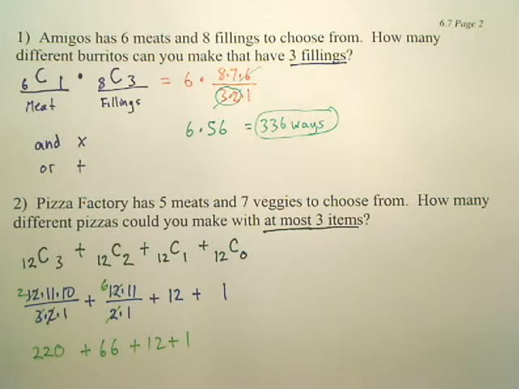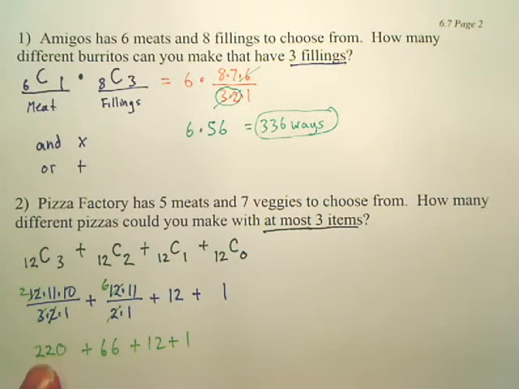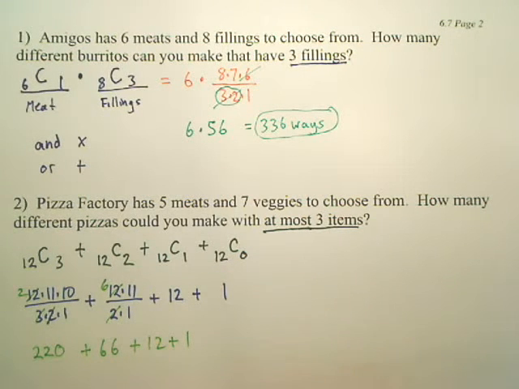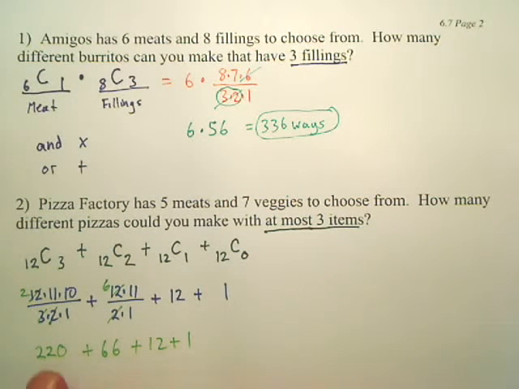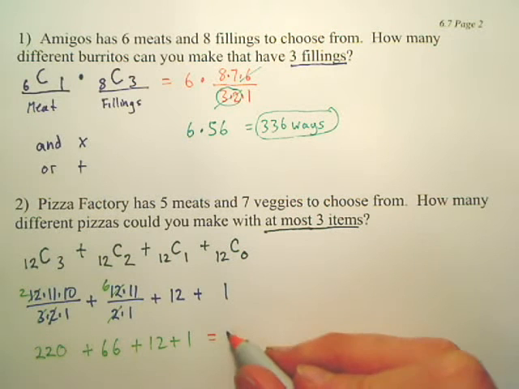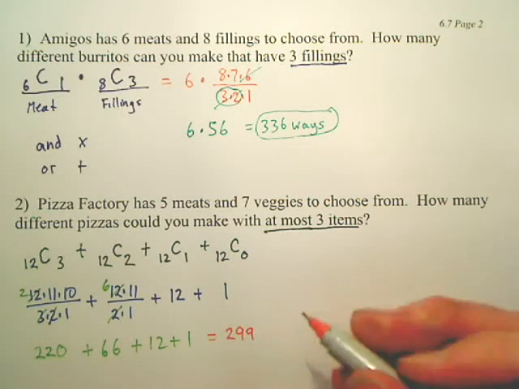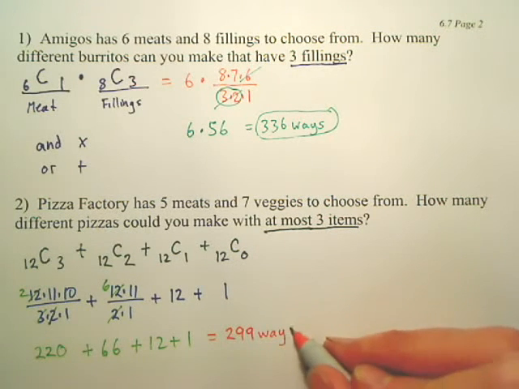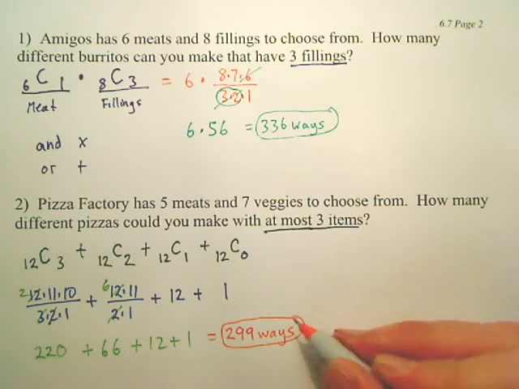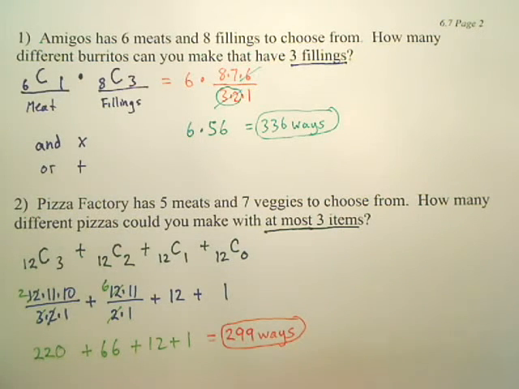Now, as you look at this, aren't there a lot more ways to make a 3-item pizza than there are 2-item, 1-item, no item? But for at most 3 items, wouldn't you add up all those? Yes. So your answer would be 299 different ways to make at most 3-item pizza if this information was true for Pizza Factory.